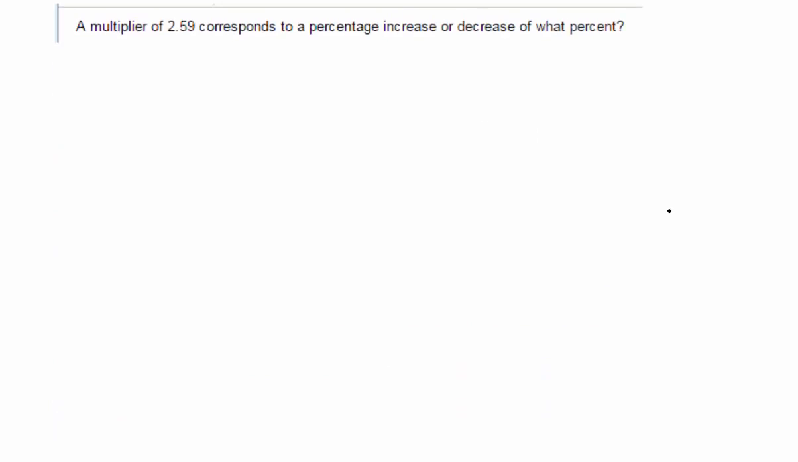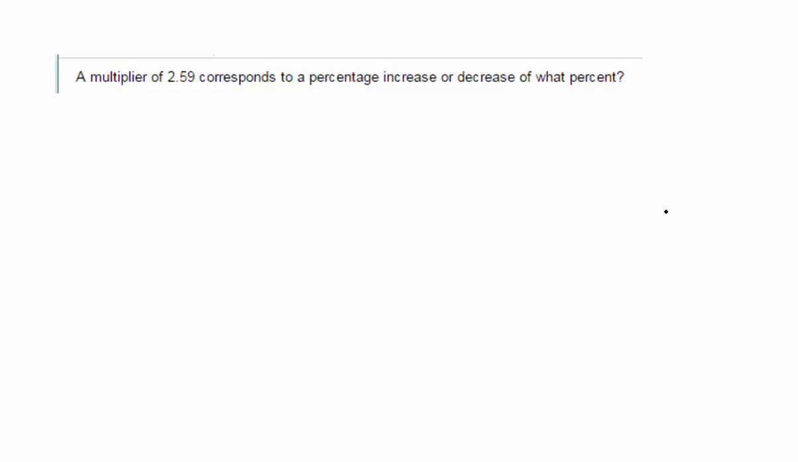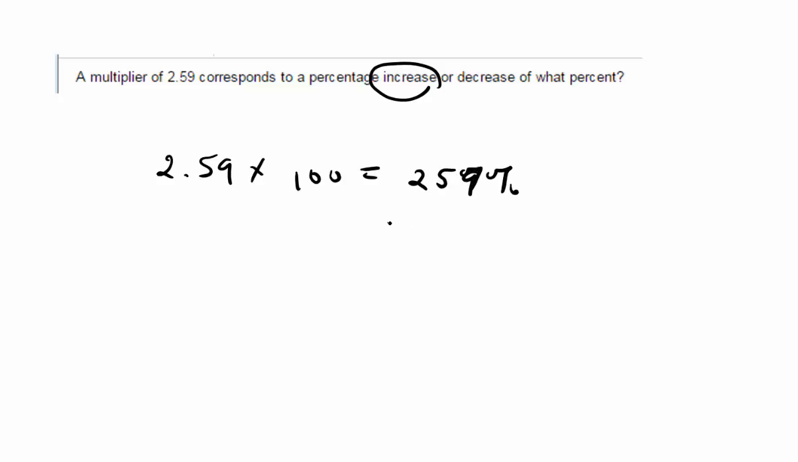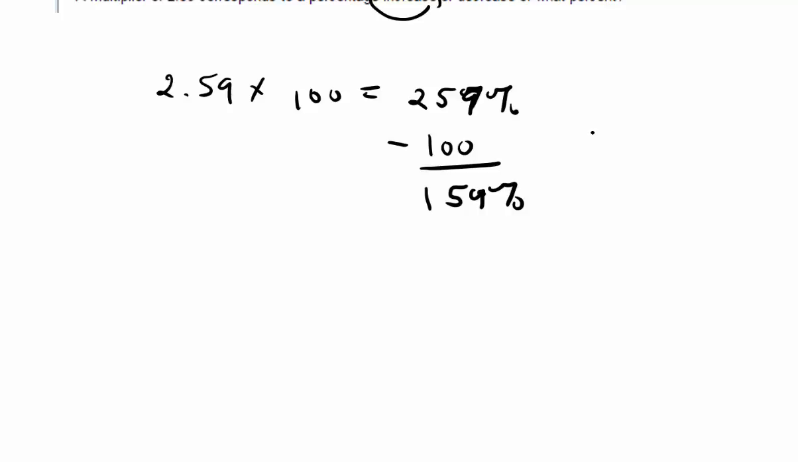A multiplier of 2.59 corresponds to a percent increase or decrease of what percent? Okay, greater than 1, so it's an increase. So I'm going to take 2.59, multiply by 100. I get 259%. I'm going to subtract 100, and what's left is 159%. So this is a really big increase. And that's the end of this quick little review on the multiplier. So hopefully this will help you as you're working through your problems in section 1.17.